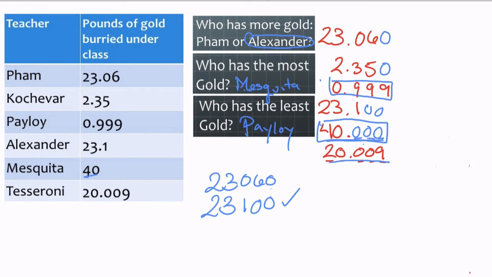Okay, so again, when you're trying to compare decimal numbers, make sure you line up all the decimals, or at the very least, make sure that you have an equal number of decimal digits. These all go out to 3 digits, and that lets me compare them all. All right, good luck with that.